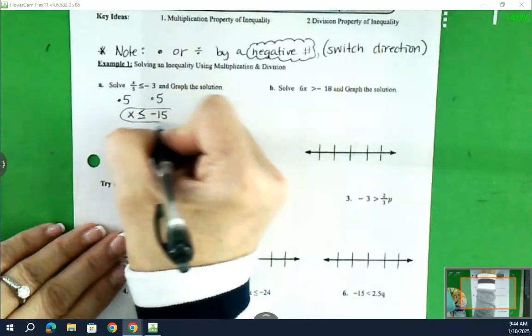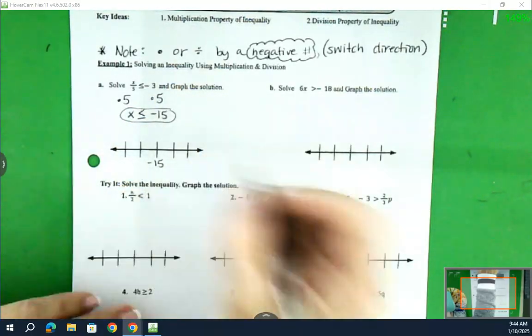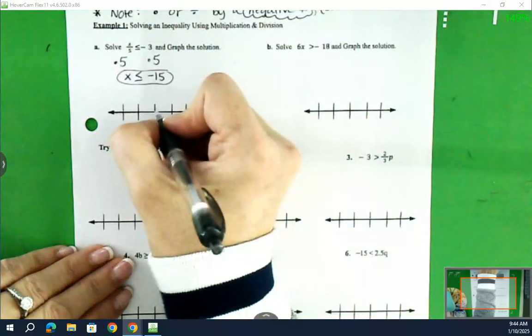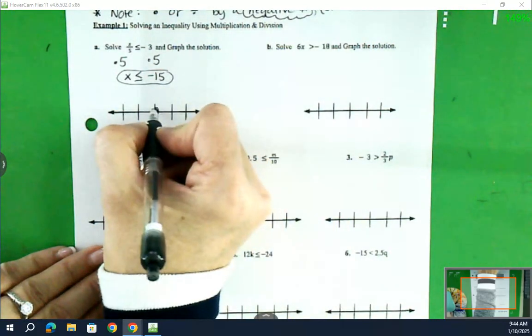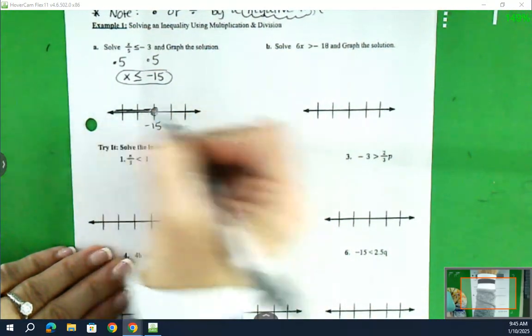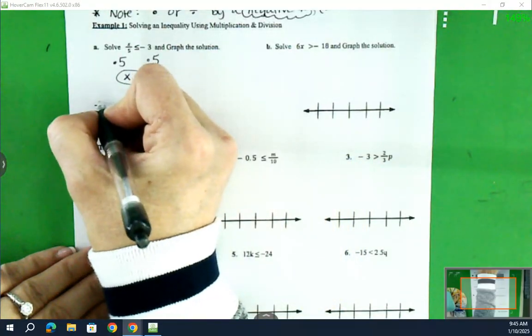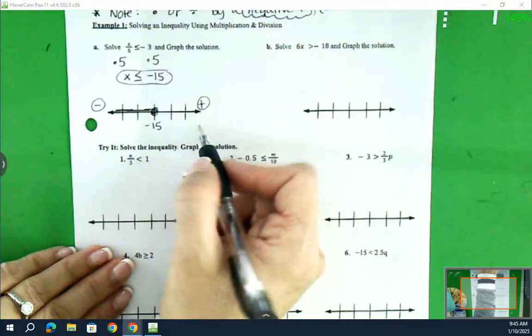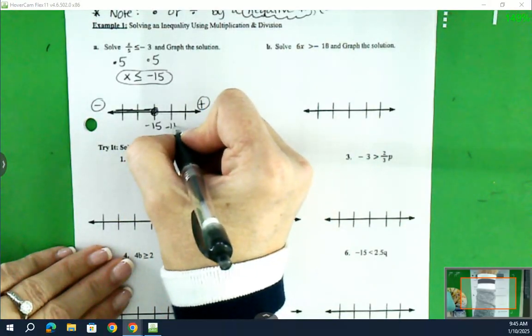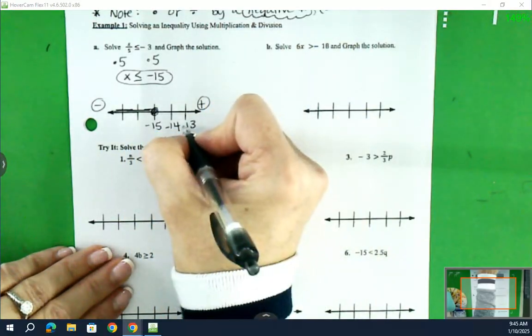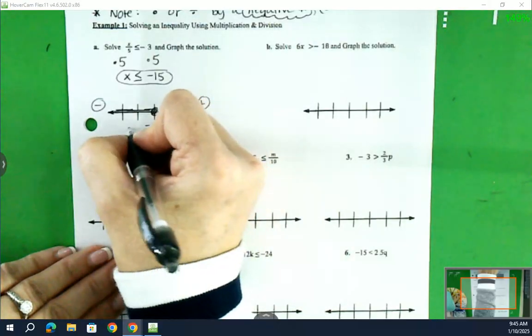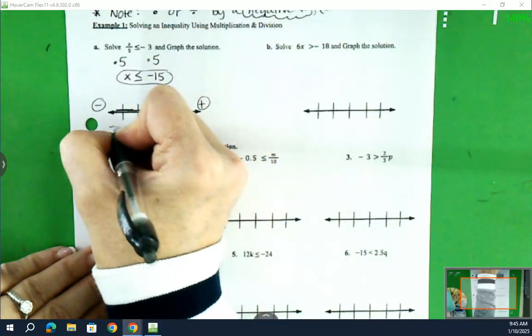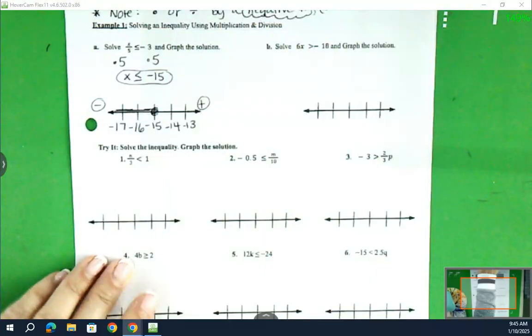Okay, once we have our answer, we're going to write negative 15 in the center. And then we're going to have a closed circle because it's also equal to it. X is less, so we shade to the left. And then ordering our number line, remember this is our negative direction versus our positive direction. So to the right, we're going to add. We're going to have negative 14, negative 13. And over to the left, we're going to subtract. So we're going to get more negative here, negative 16, negative 17.